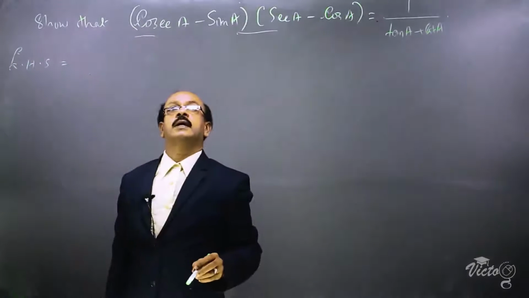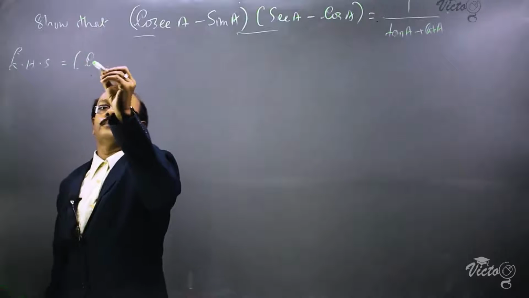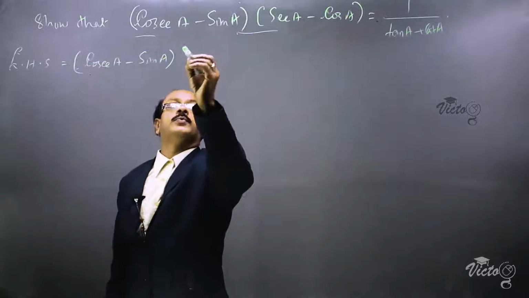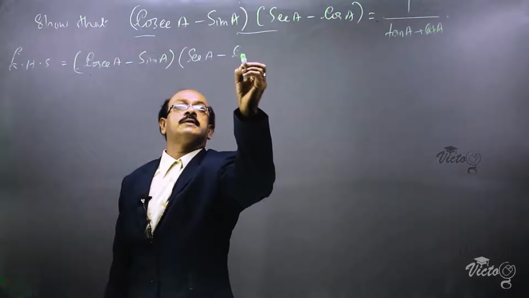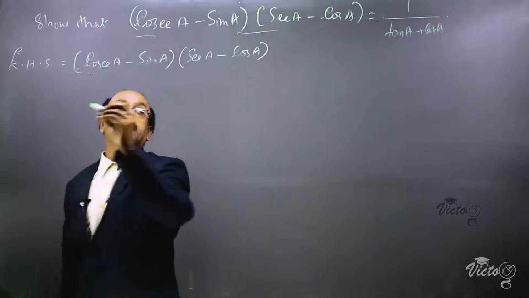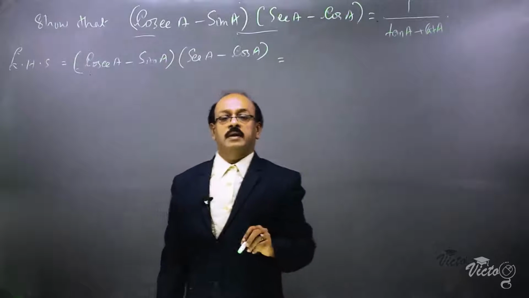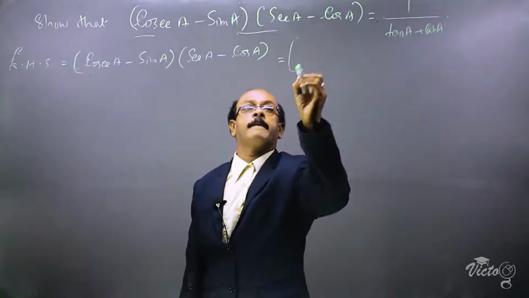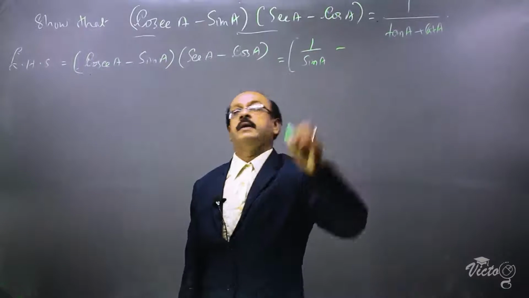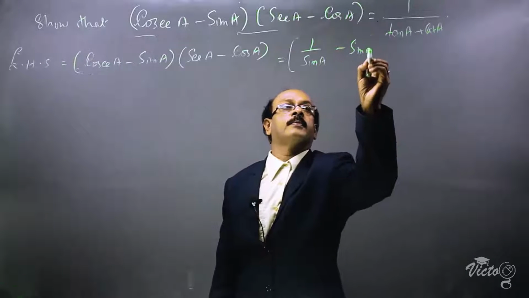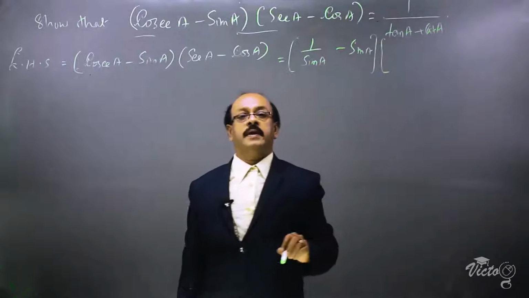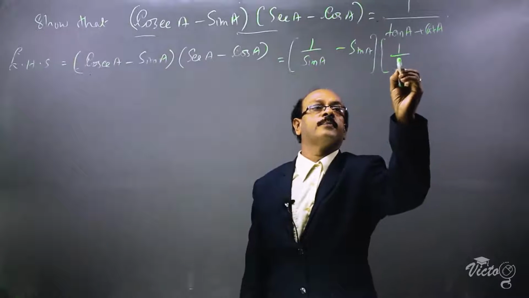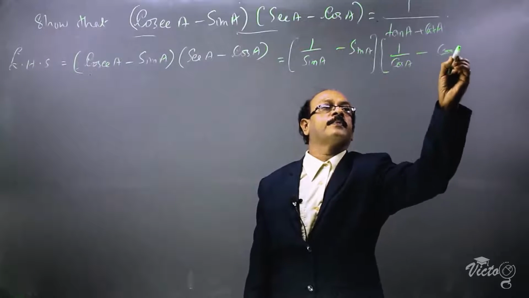LHS is equal to (cosec A minus sin A) into (sec A minus cos A). Cosec A means the reciprocal of sine. So instead of cosec A, we can write 1 by sin A minus sin A, into, similarly, sec A is the reciprocal of cos A, and so instead of sec A, we can write 1 by cos A minus cos A.